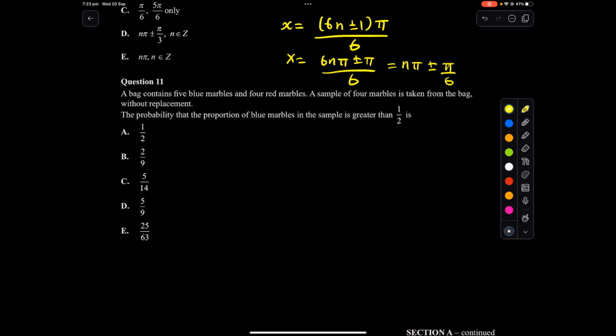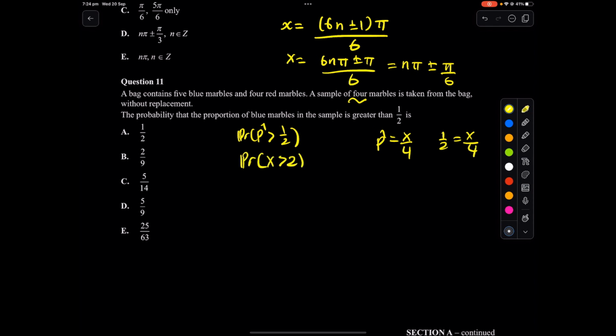A bag contains 5 blue balls and 4 red marbles. A sample of 4 marbles is taken from the bag without replacement. The probability that the proportion of the blue balls in the sample is greater than this. Okay, so we want the probability that the proportion is greater than half. Now we know the proportion is x over n. And our n value here is 4, not these two together. Remember, we are taking a sample of them. So your n value is 4. So what's this value over here, the half here? x over 4. So x equals 2, so we can rewrite this as x is greater than 2.